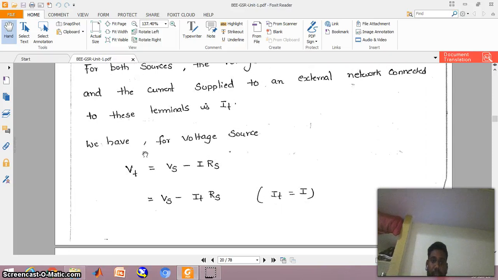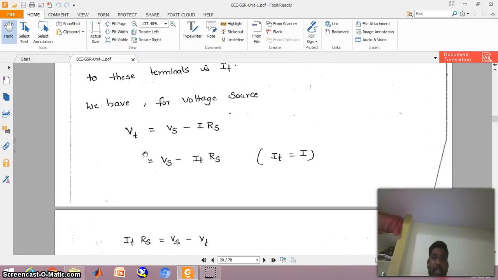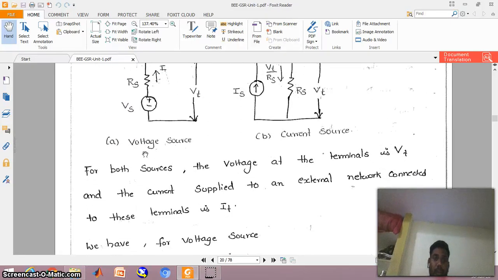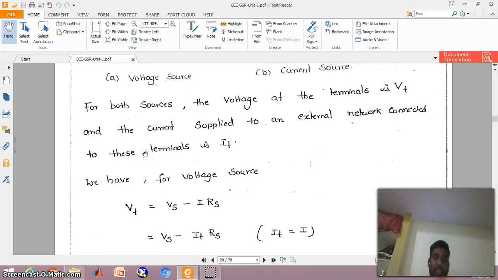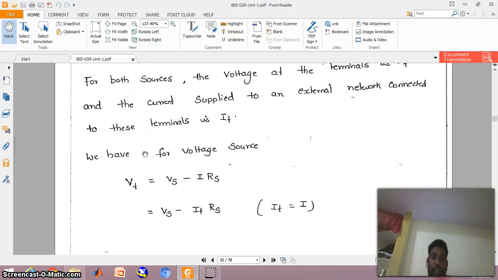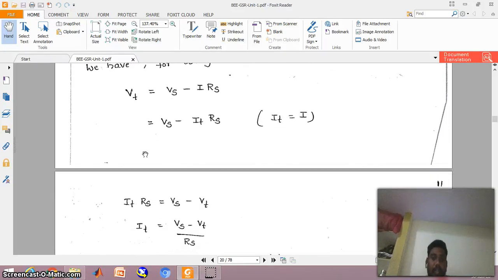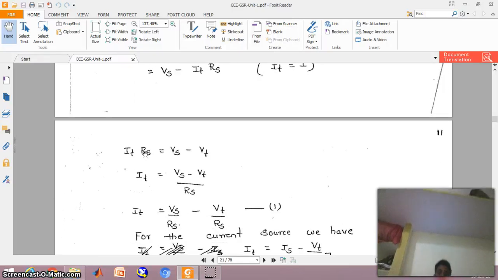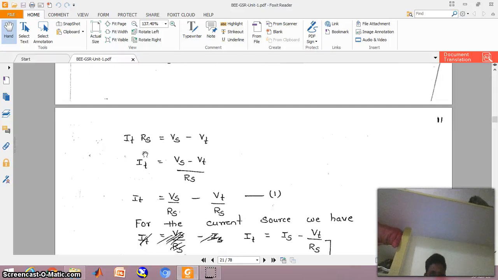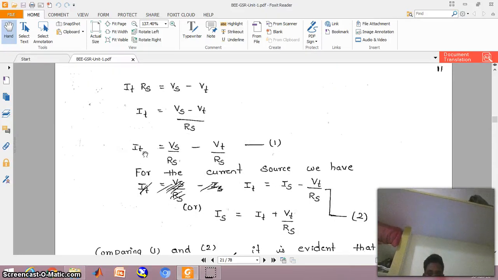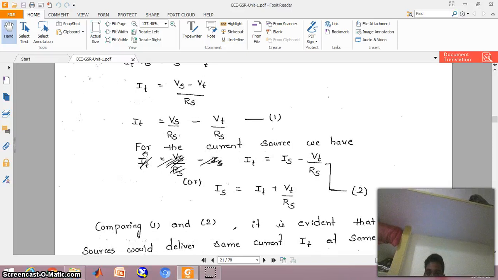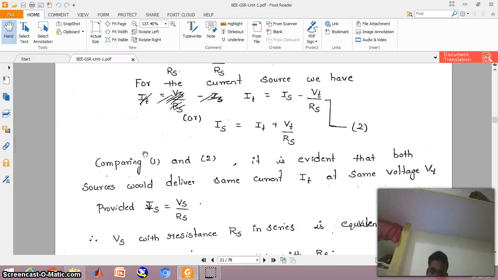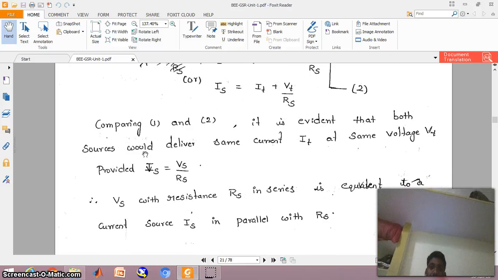We have for voltage source Vt is equal to Vs minus I into Rs. Apply KVL in that loop. Vs minus I into Rs is equal to Vt. We know here I is equal to It. So It into Rs is equal to Vs minus Vt. It is equal to Vs minus Vt by Rs. So here It is equal to Vs by Rs minus Vt by Rs. For the current source, we have It is equal to Is minus Vt by Rs. So here Is is equal to It plus Vt by Rs.